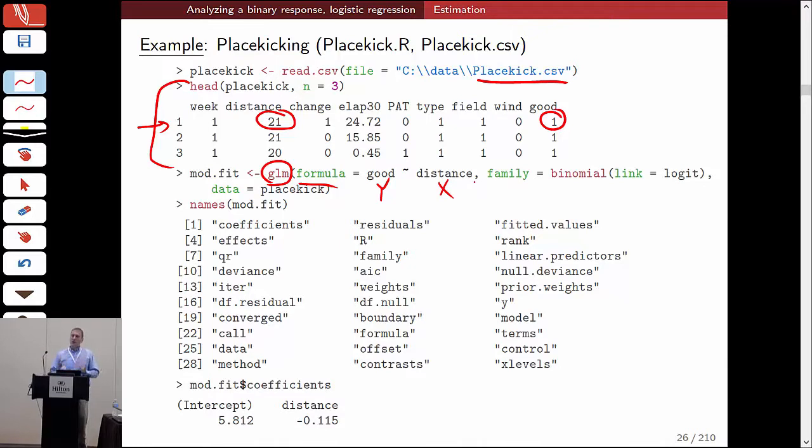Then to say that I want a logistic regression model, I use the argument family. And remember, we have a Bernoulli response. Of course, a Bernoulli is a special case of a binomial. So I say binomial. This is just the syntax. And then how am I linking pi, or the expected value of y, to my linear combination of the regression parameters and explanatory variables? I'm using that logit transformation. My data is in Placekick. Then I put all the results from glm in an object called mod.fit, for lack of a better name. Mod.fit means model fit.